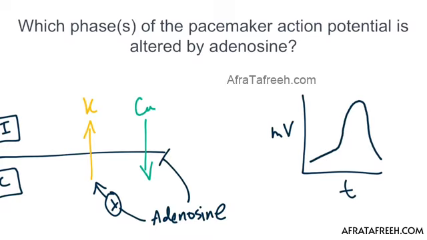You can see that by increasing the efflux of potassium, the resting membrane potential will decrease. So it will take longer for the cell to reach threshold. Let me draw this out. So instead of the resting membrane potential being right here, it'll drop to here. So phase 4 of the action potential will look something like this.